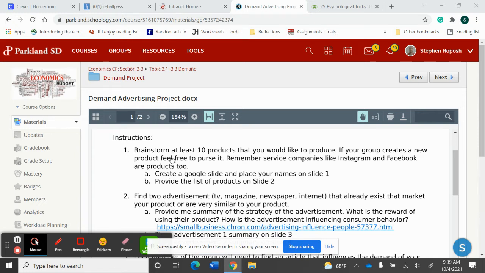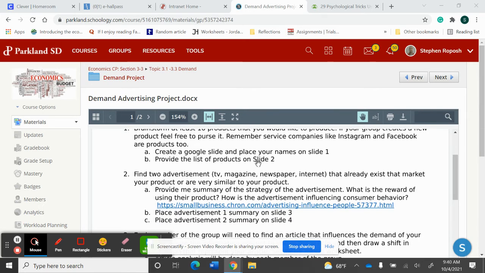In your groups, feel free to pursue a new product. And remember, a service company like Instagram and Facebook, they are products too. They offer a service. So maybe you want to come up with a new service as well. That's fine. Regardless, it's still a product. So create a Google slide and place your name on slide one. Provide the list of the products on slide two.